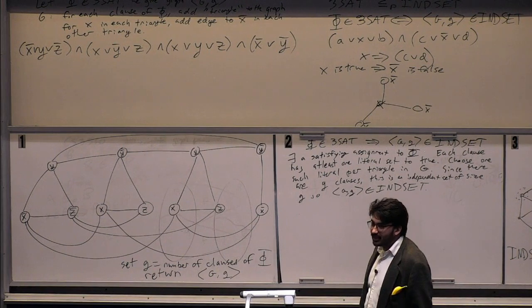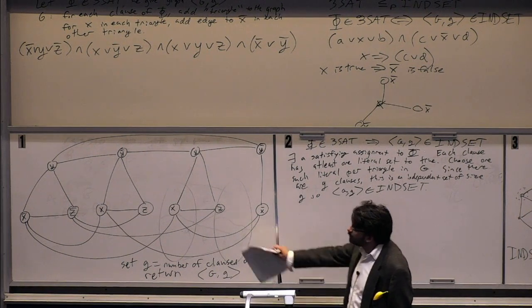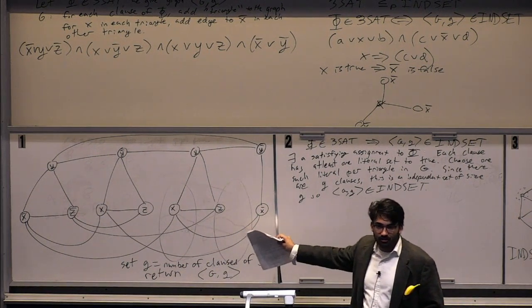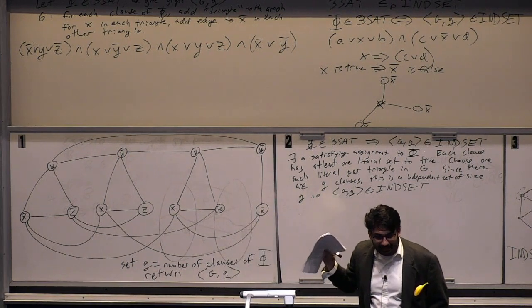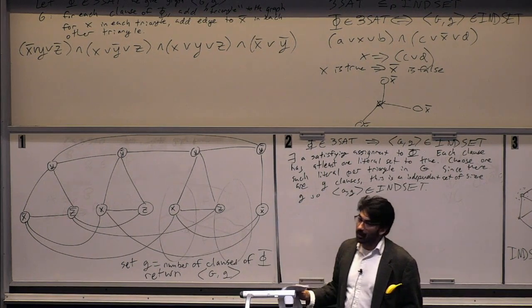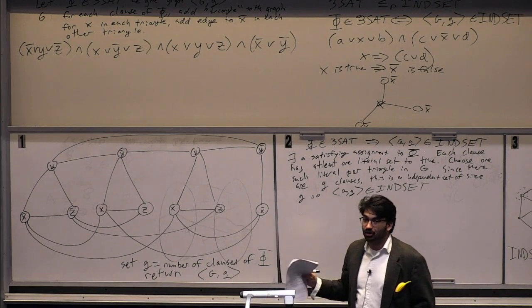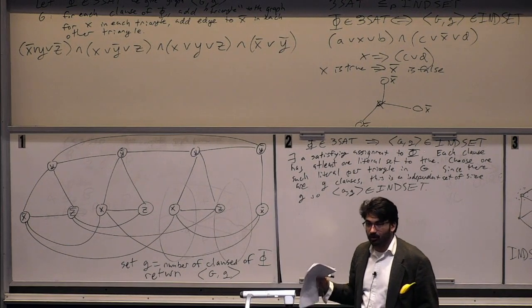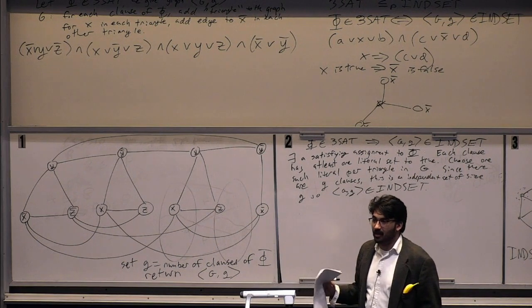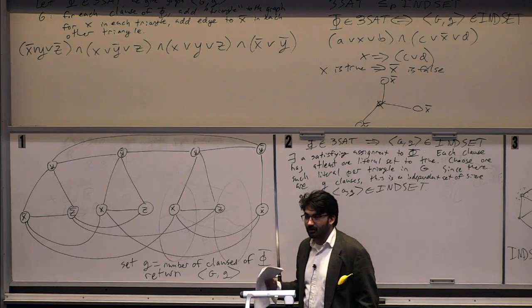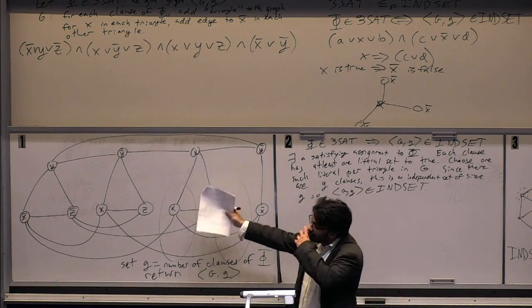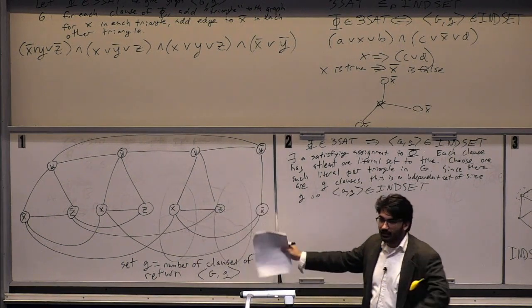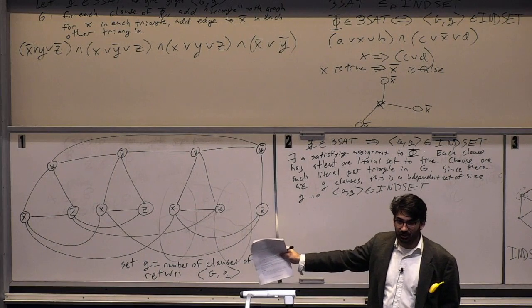Now, why is this an independent set of size g? Well, there are g triangles because there are g clauses. Each clause is turned on with at least one literal, maybe more than one. But you're going to choose one element per clause. That's going to be an independent set of size exactly the number of clauses, which happens to be g. So we see that if the formula was satisfiable, then this graph has an independent set of size g. Agree?